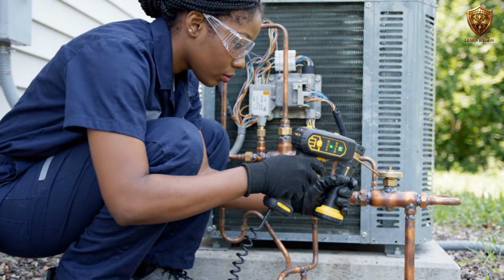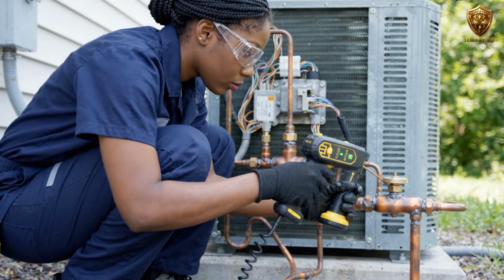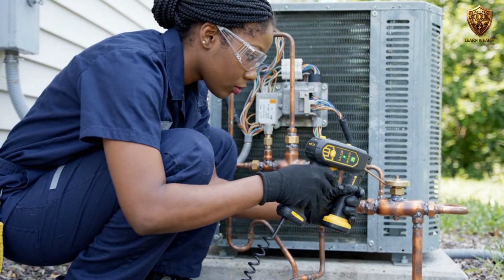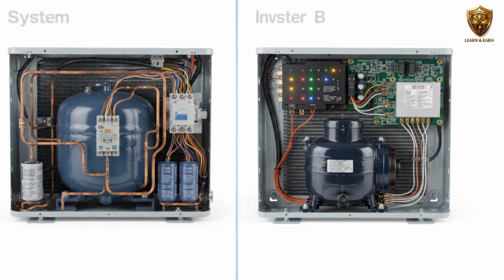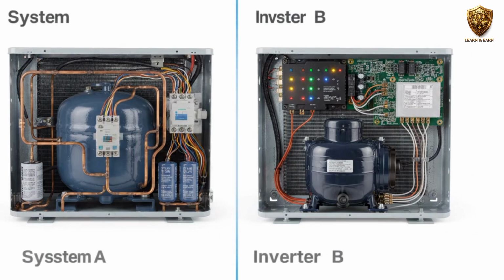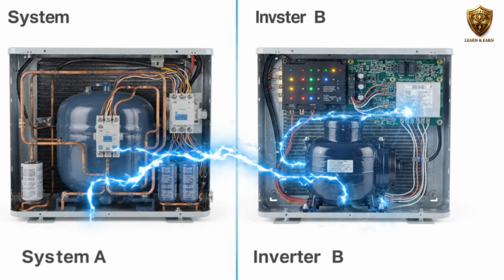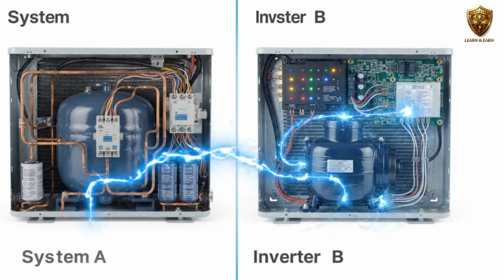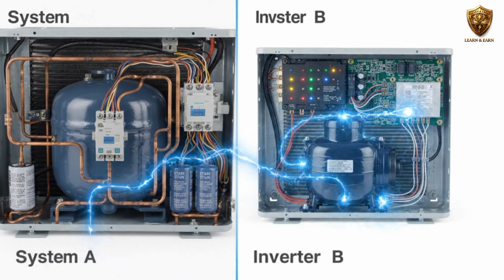Another important point is system type. Inverter air conditioners can control compressor speed electronically and may behave differently from fixed-speed systems. Their diagnostic process can involve electronic control boards, sensors, communication signals, and manufacturer-specific procedures. So always identify the equipment before applying a diagnostic method.